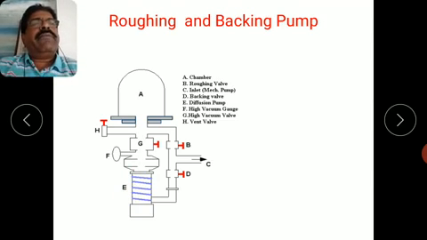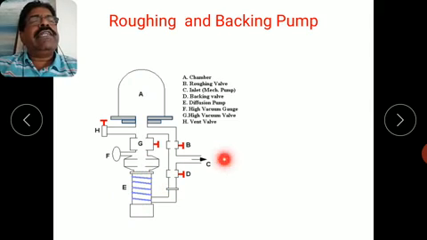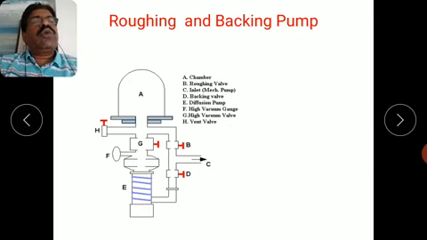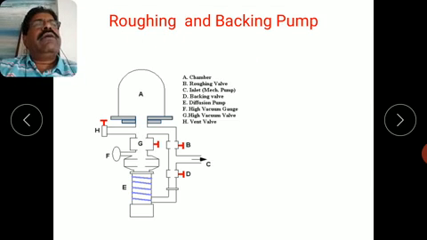So both ways: the initial roughing, and then once the high vacuum pump works, for discharging these gas molecules you need a mechanical pump. So the rotary vane pump can be used both for roughing and backing applications.